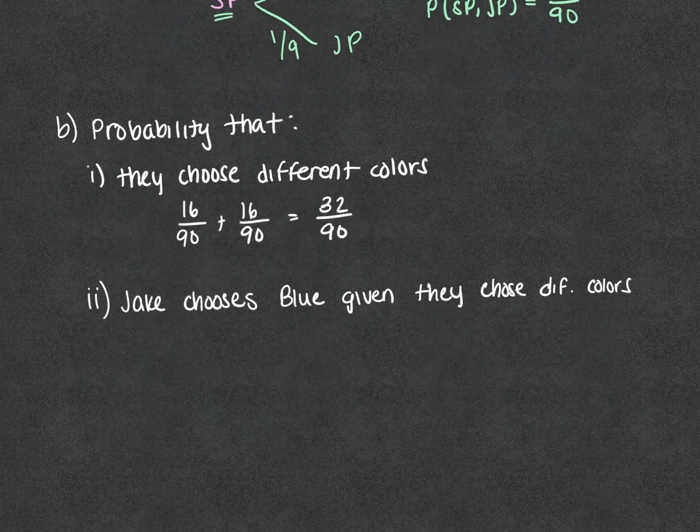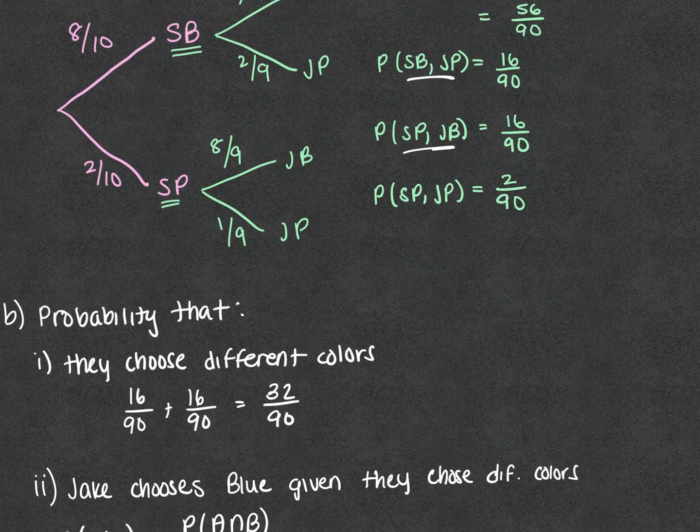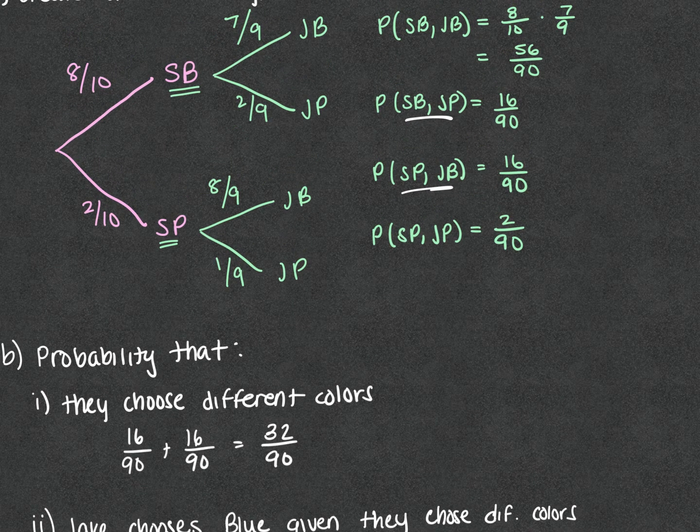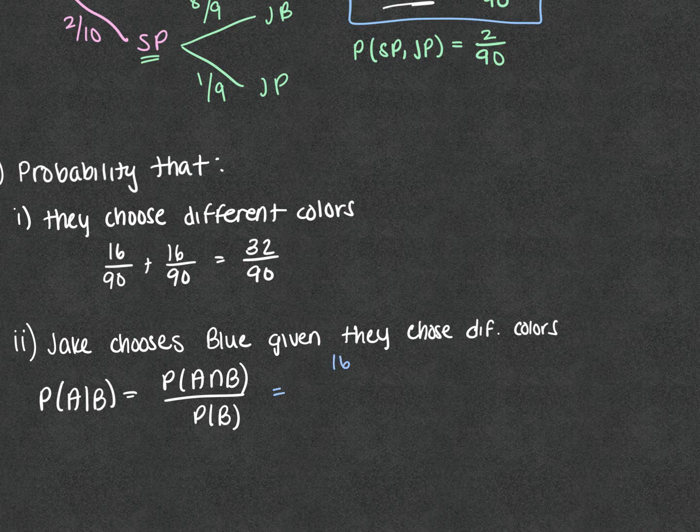Okay. So again, conditional probability is the probability of A and B over the probability of B. So we're going to look for Jake choosing a blue and them being different colors. So Jake choosing a blue and them being different colors is this one and only this one. So that's our numerator. And then the probability that they're different colors, we just found that in the last part. So that was 32 out of 90. So this would be 16 out of 32, which is 1/2. And that's it.